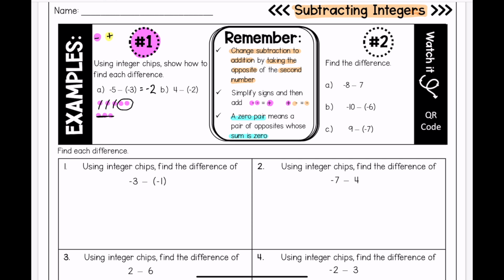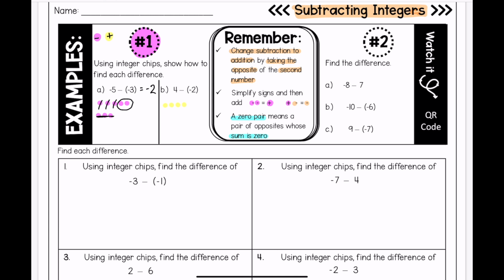All right, now I'm going to do letter B. I have positive 4. So 1, 2, 3, 4. And I want to take away negative 2. But I don't have negative 2. That would mean that I want to take away 2 reds, and I don't have any reds. So in order to do that, we have to add back in some zero pairs. So I'm starting out with 4.